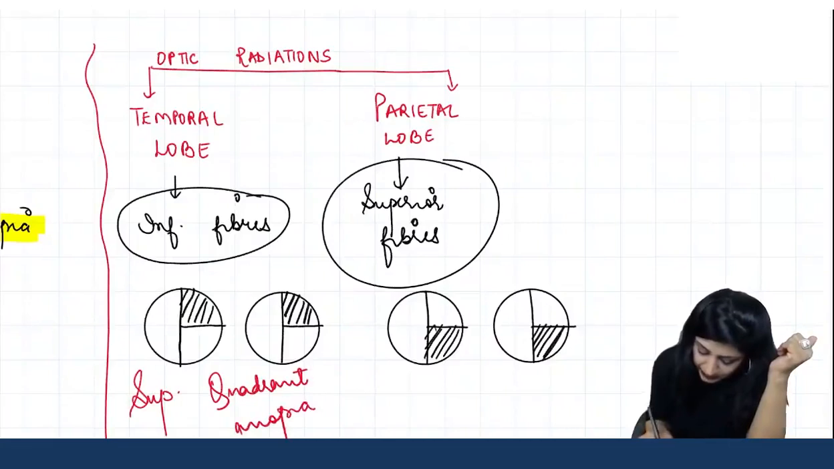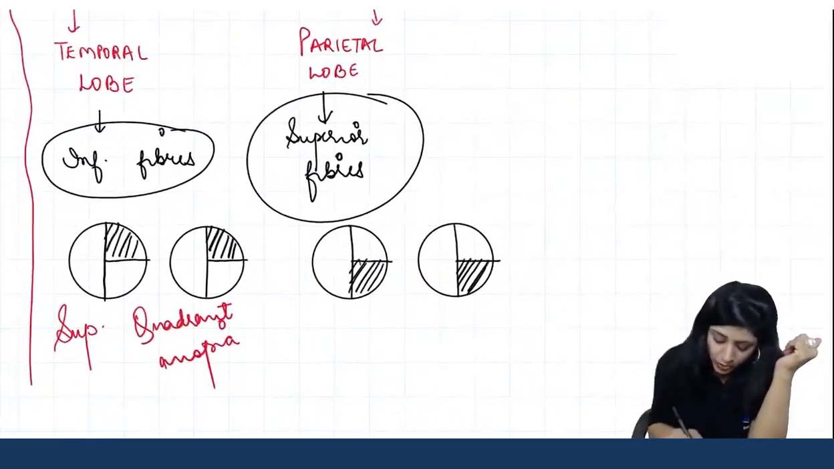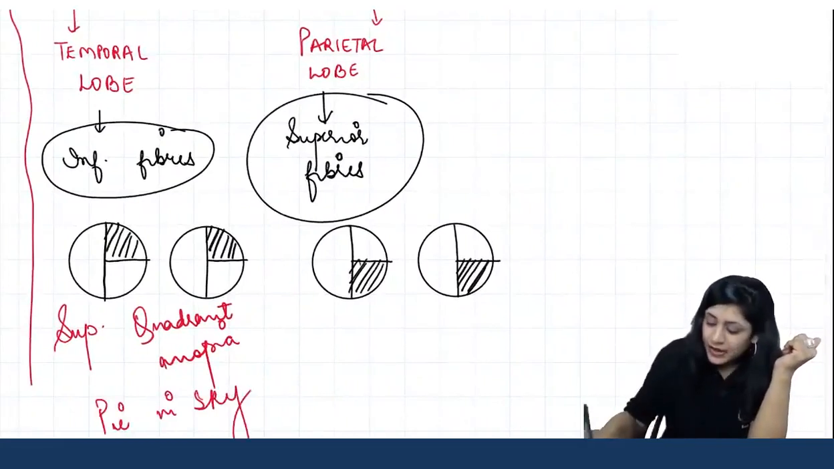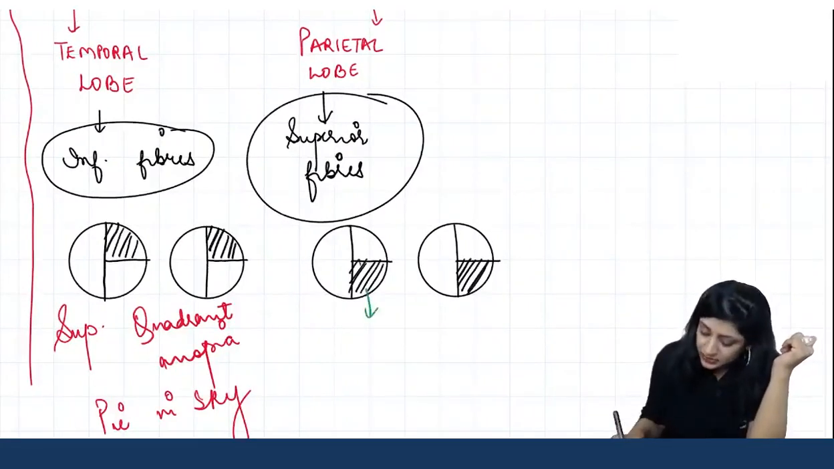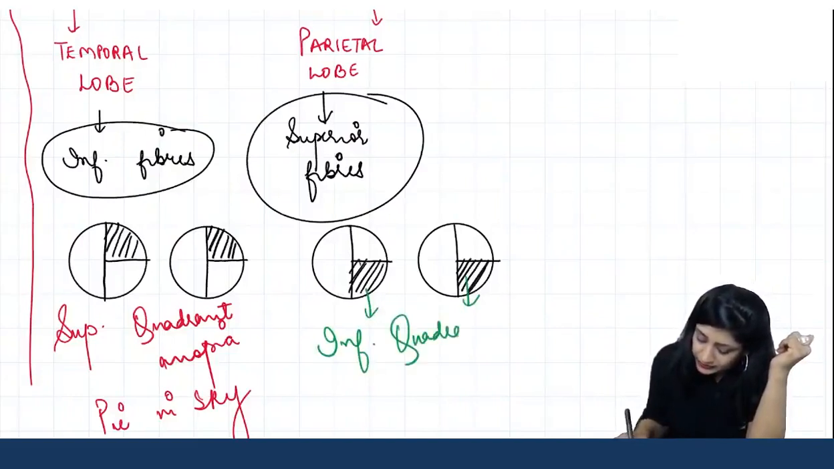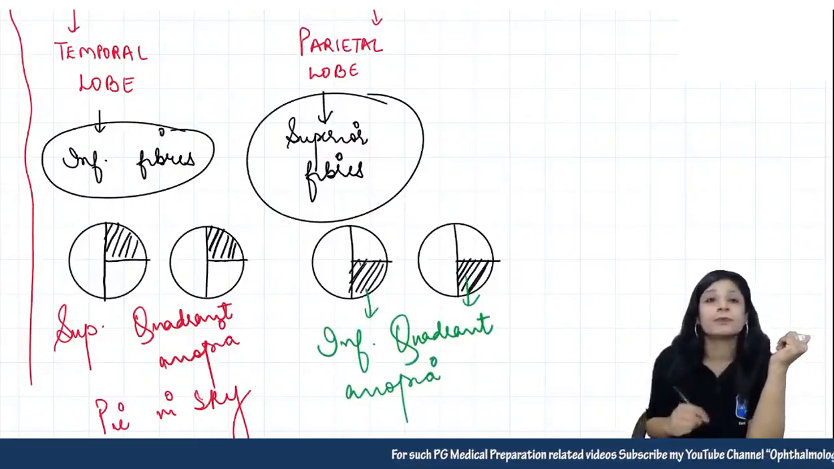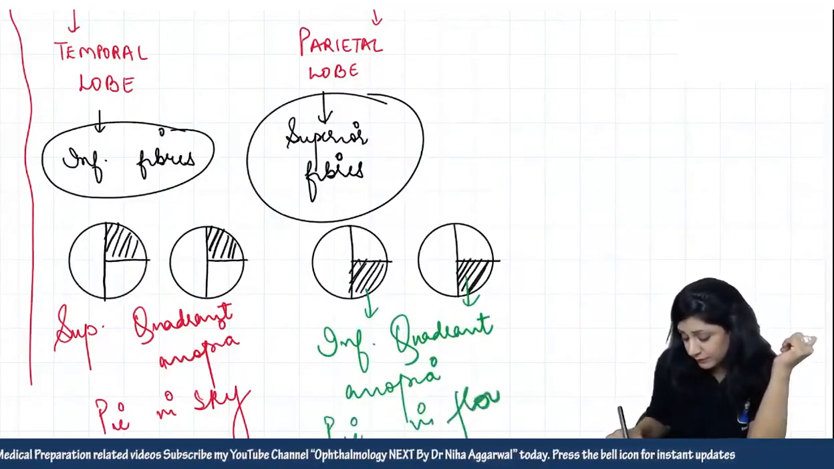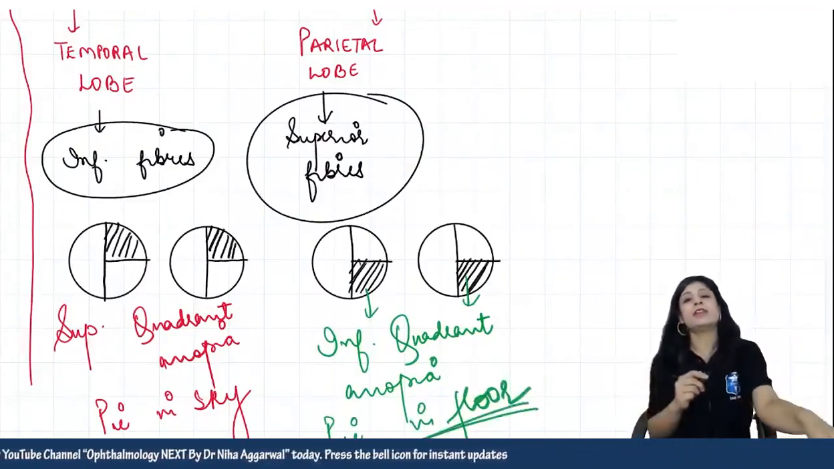Superior quadrant anopia, this one, which is called the pie in the sky appearance. Pie in the sky, while this will be your inferior quadrant anopia. This is called the pie in the floor, sorry. So this is very, very clear.